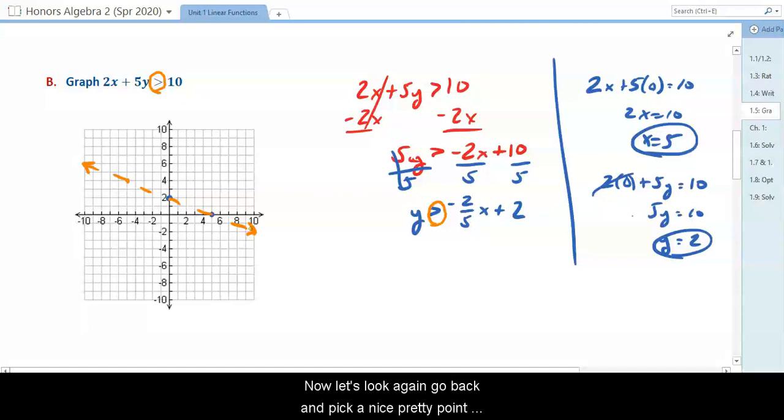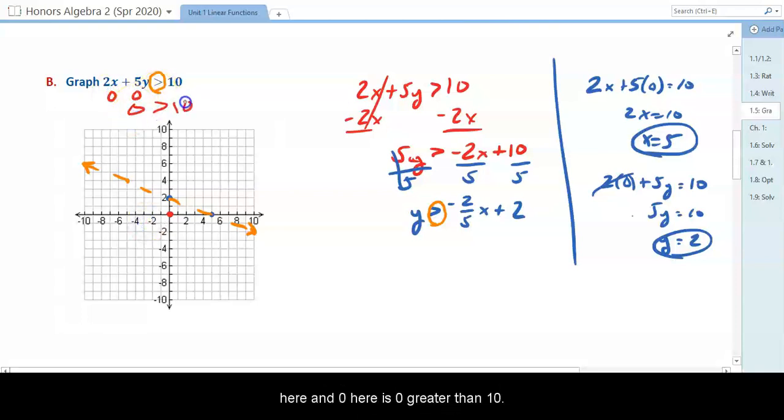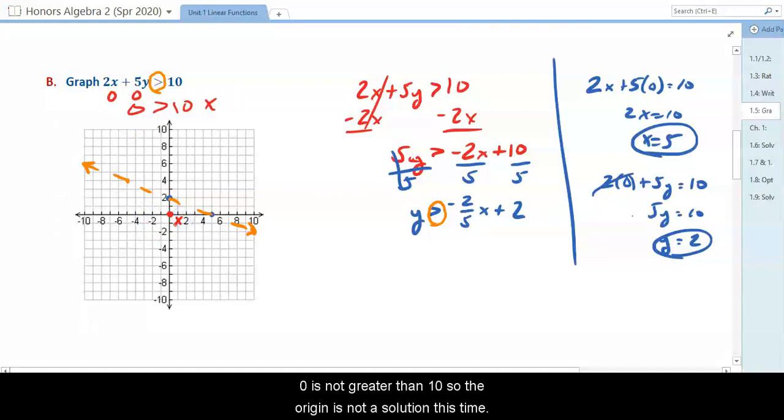Now, let's look at our shading. Again, go back and pick a nice, pretty point that you can test. And again, if your line doesn't go through the origin, you choose the origin. Because when I plug in 0 here and 0 here, is 0 greater than 10? 0 is not greater than 10, so the origin is not a solution this time.